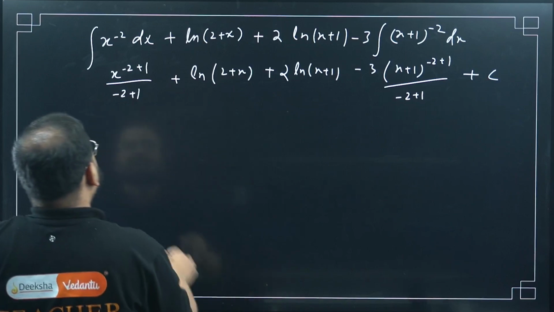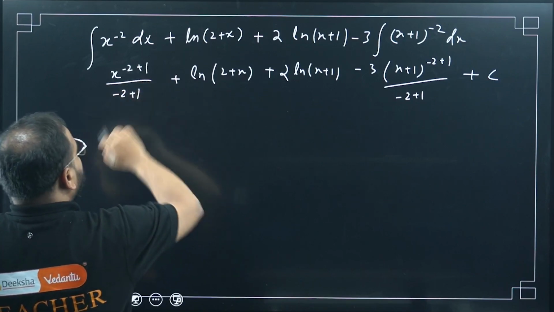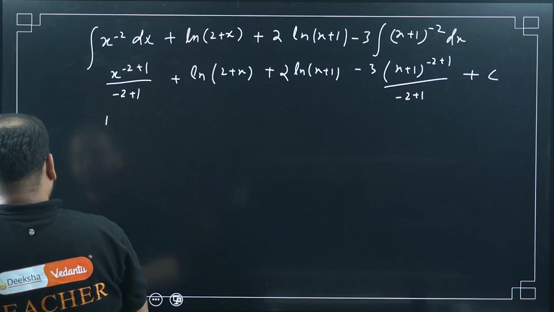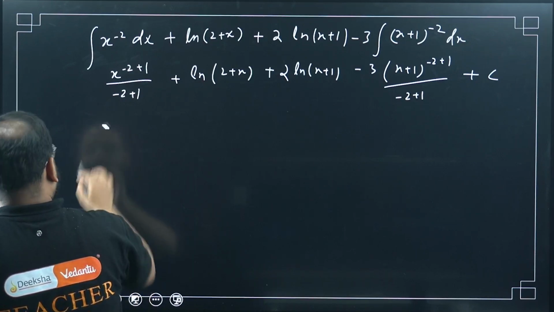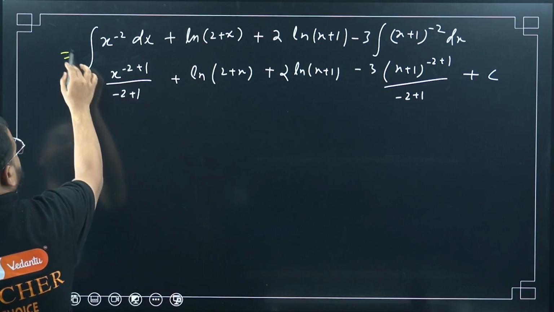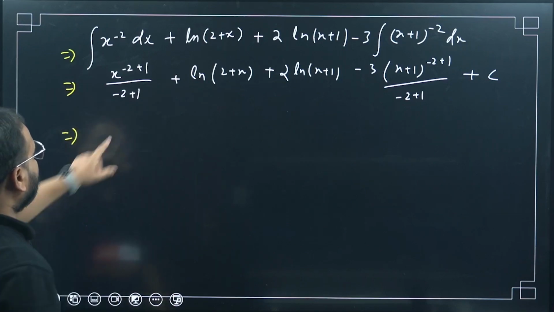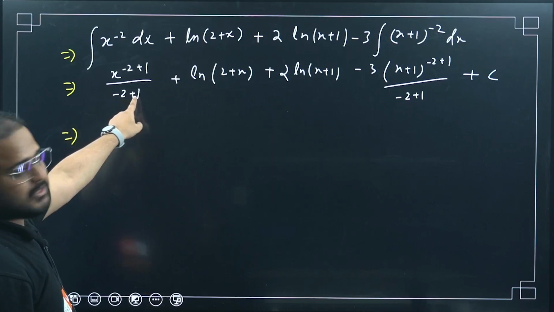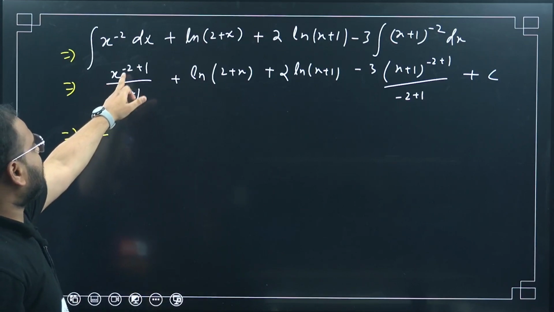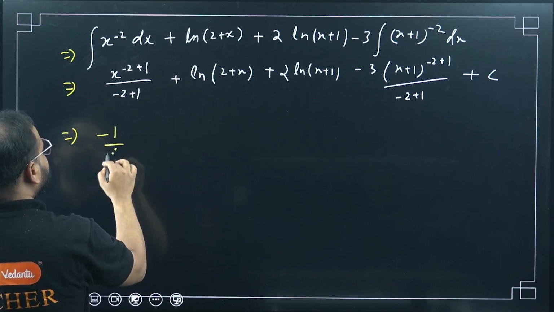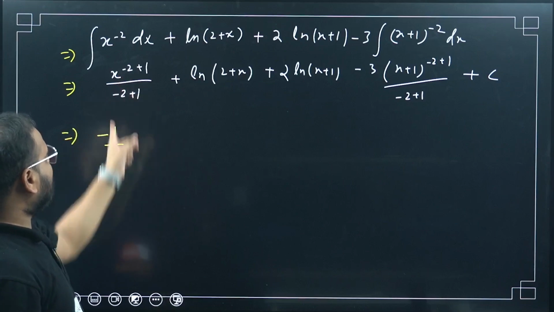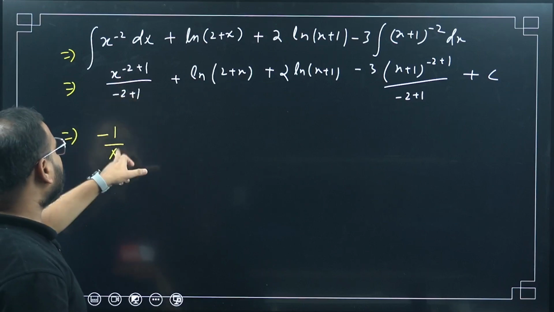Now please check here. What will this become? Please check here, my final answer. Minus 3, what is this? Minus 2 plus 1, how much is that? Minus 1. So I can simply write here a minus sign. And what will this be? x power minus 2 plus 1 is x power minus 1, so I'll get denominator x, since x power minus 1 is 1 by x.